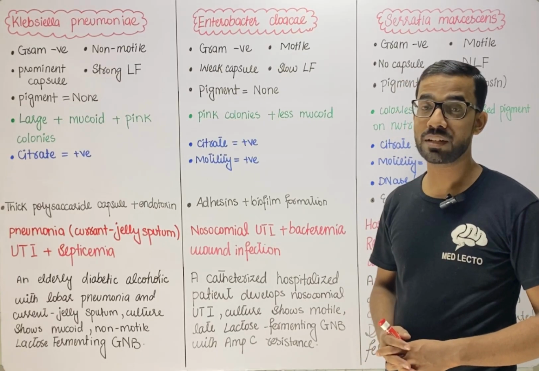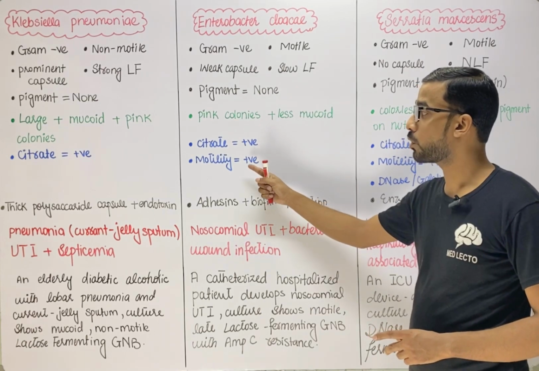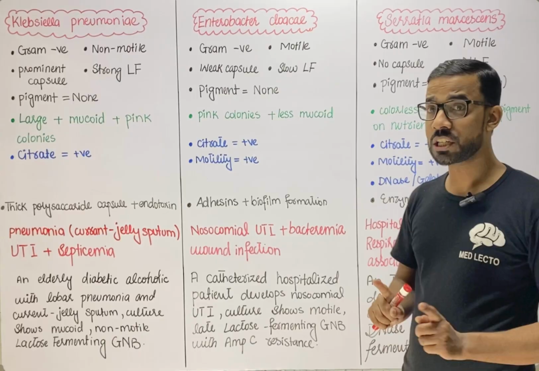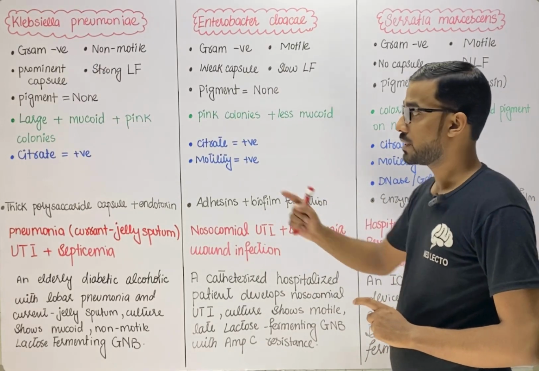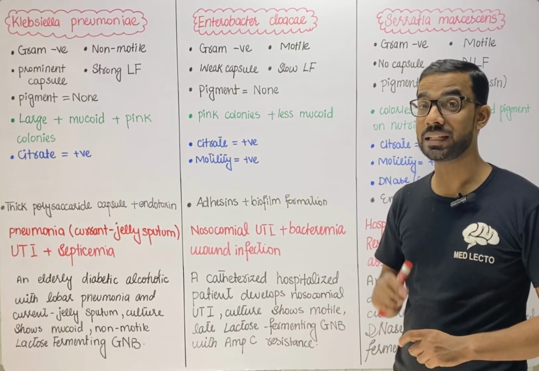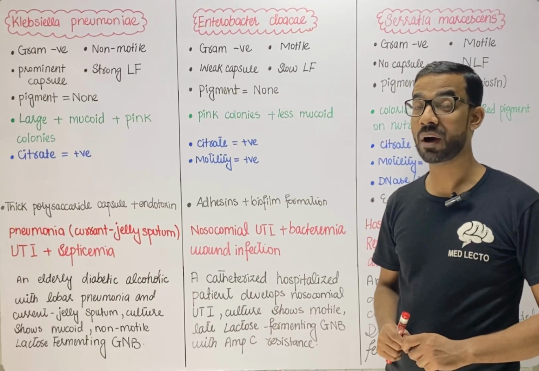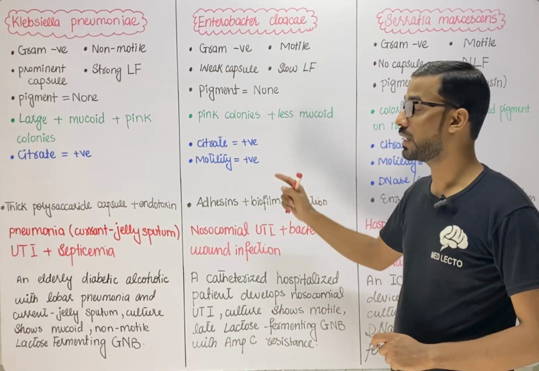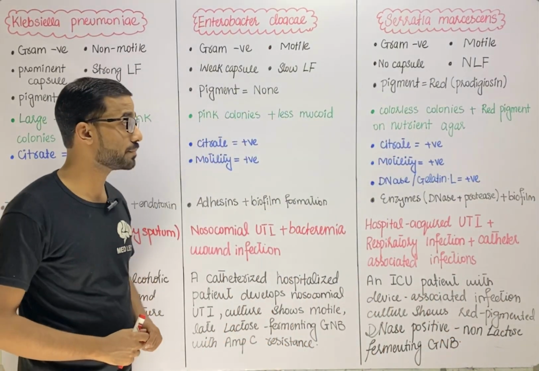Citrate will be positive in case of Kp. In case of Enterobacter, citrate and the motility test will be positive. So, if I want to distinguish between the Kp and the Enterobacter, citrate will be positive in both cases. But how can I distinguish these two bacteria on the basis of the biochemical test? That will be the motility test, because Enterobacter motility test will be positive while the Kp motility test will be negative in that case.